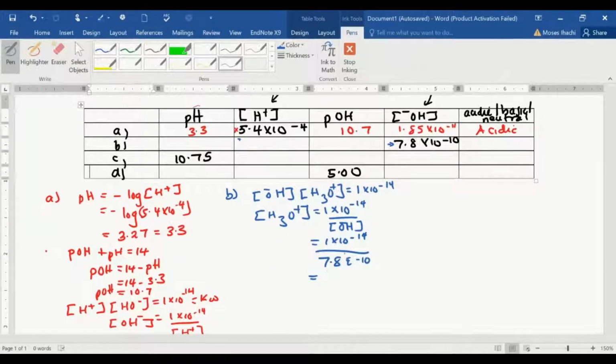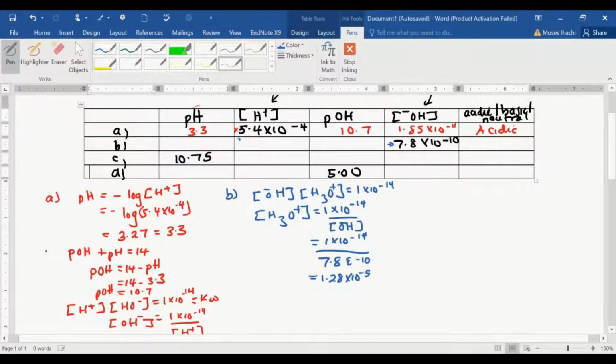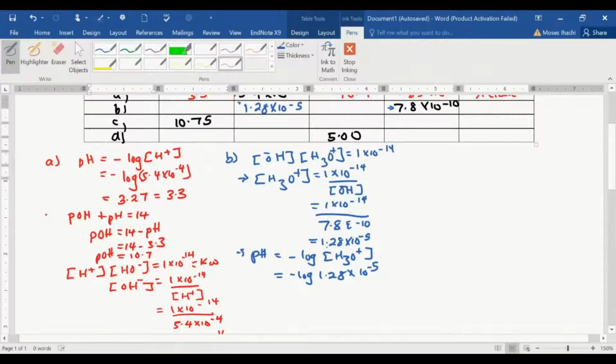I'm getting the answer to be 1.28 times 10 to the power minus 5. So this is 1.28 times 10 to the power minus 5. And using this, I should be able to find pH. pH is negative log concentration of the acid. We just found the concentration of the acid, so I'll say negative log the answer. And I'm getting the pH to be 4.89 or 4.9.